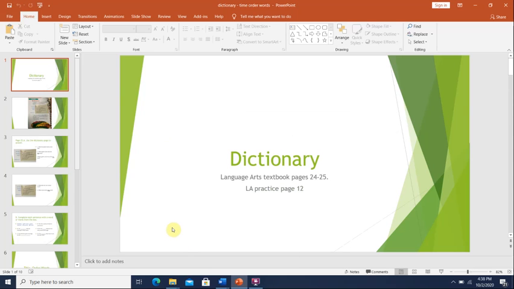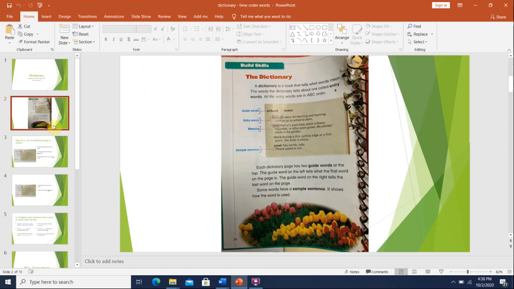Today, our grammar lesson is about the dictionary. We took the dictionary last year in grade 1, and we learned it towards the end of the year while we were working online. Okay, so a dictionary is a book that tells you the meaning or the definition of words.